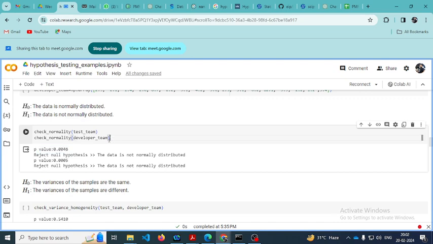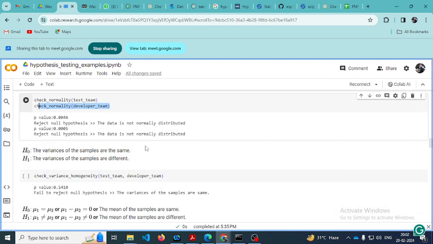Similarly, you can check for the developer team also. This is also 0.005, which is less than 0.05. This also rejects the null hypothesis you have made. So in the first example the data is normally distributed, but in this case the data is not normally distributed.